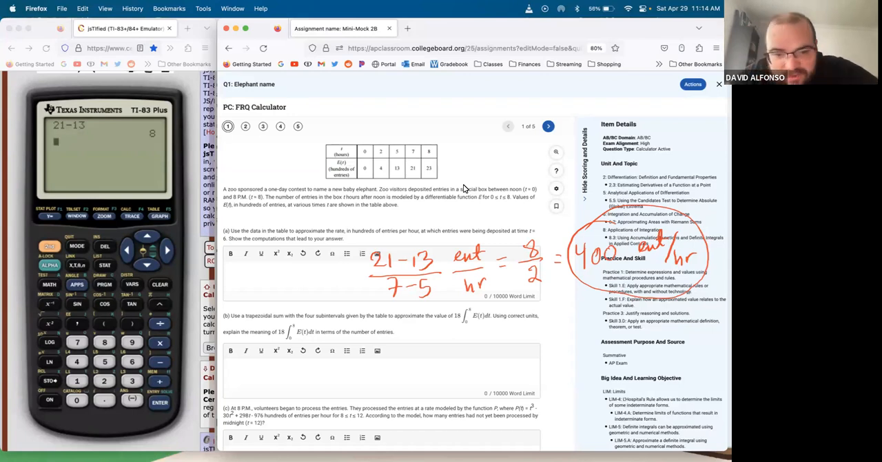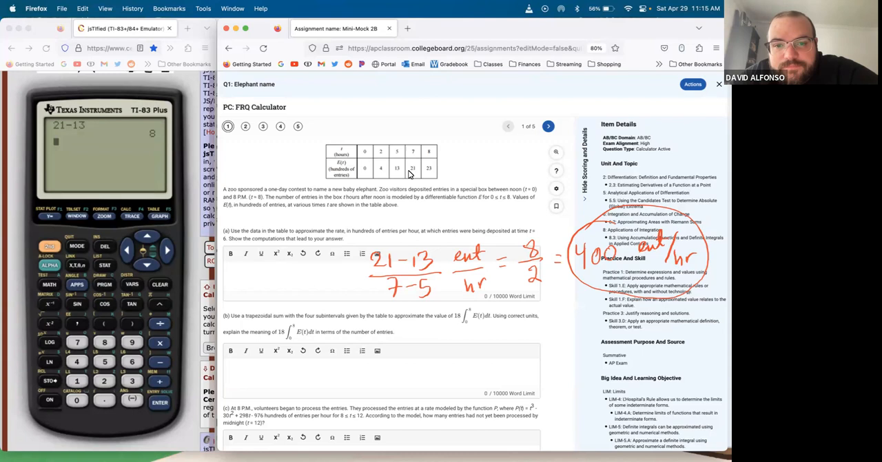So next question, use a trapezoidal sum with the 4 subintervals given in the table to approximate the value of 18 times the definite integral from 0 to 8 of E of t. Using correct units, explain the meaning of 18 times this integral in terms of the number of entries. Okay, so again, the best we can do, obviously they're asking for the area under this.